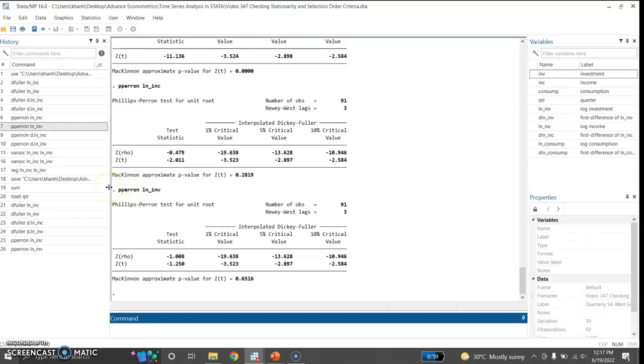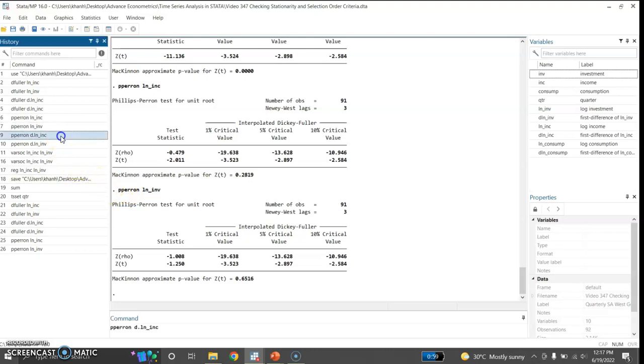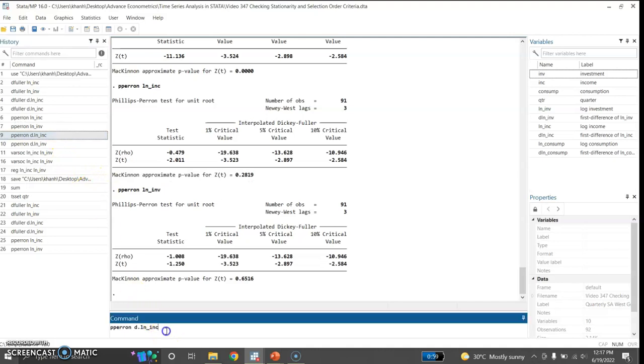So this is how we can do that. Now let me check this for the first difference of the income, that is the first difference of the log of income, and this is Phillips-Perron test. Now this p-value is less than 0.05. So now it became stationary.